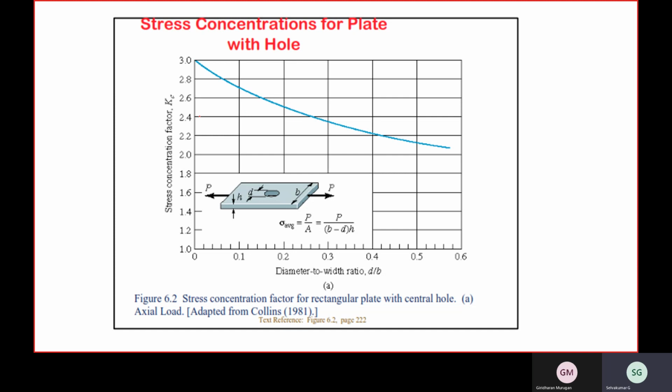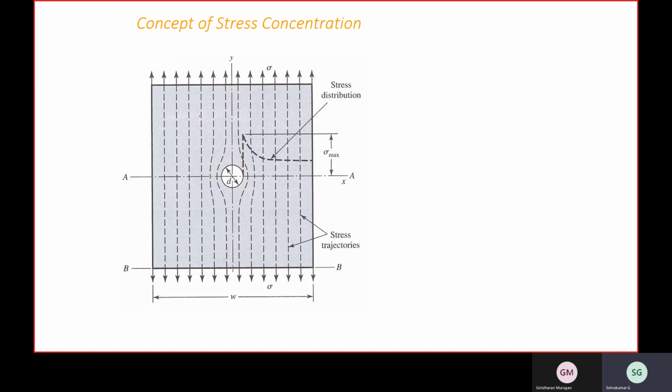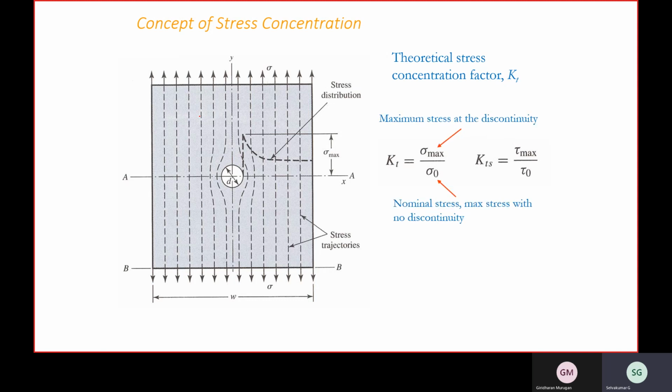This curve you might have used in your design course. So how to find out this value? That is the objective of today's class. Here the stress flow is shown. The maximum stress divided by the nominal stress will give you the stress concentration factor. If we are using shear stress, then we have to use this formula: maximum shear stress divided by nominal shear stress will give you the shear stress concentration factor. In this session we restrict our discussion to tensile load. Therefore, KT alone we are going to calculate.